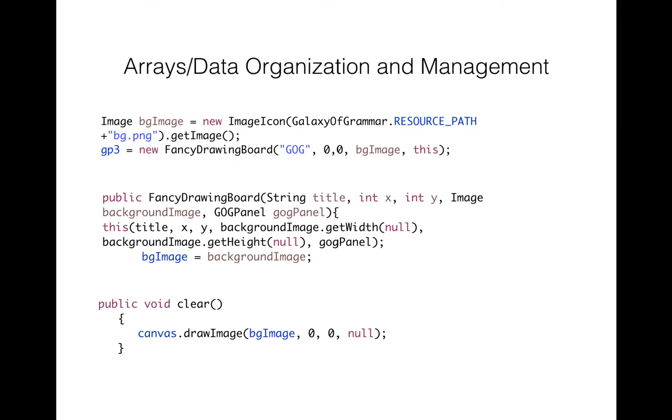The arrays, or data organization management, is using the image. This is my background image, and in the top chunk of code, you can see that the image is received through getImage, and the resource path is the name of the folder the image is in. It is then passed to the constructor of the fancy drawing board and renamed to bgImage equals backgroundImage. And then in the clear method later on, it draws the image.